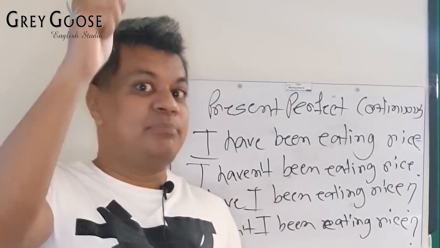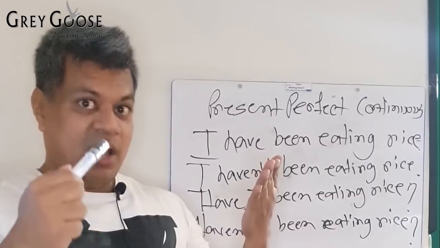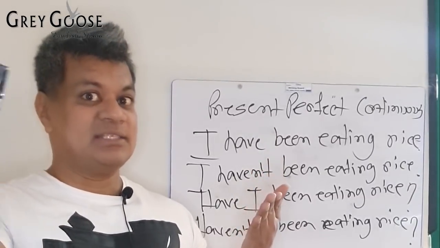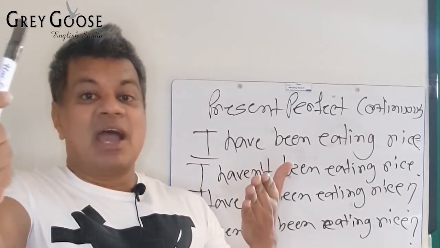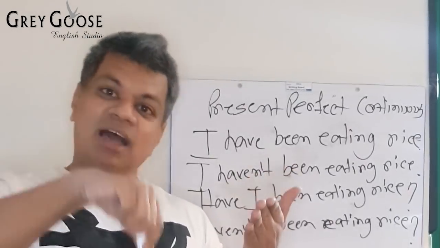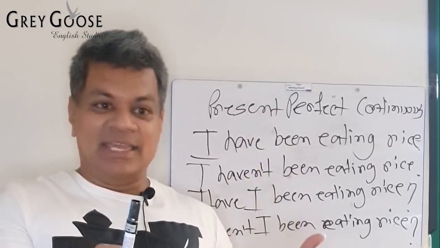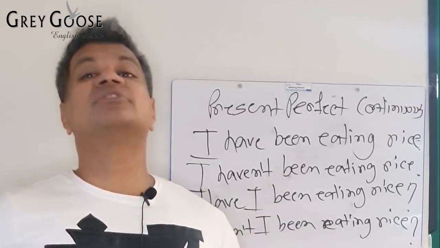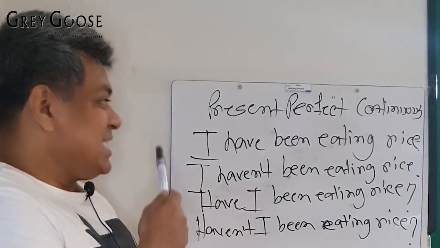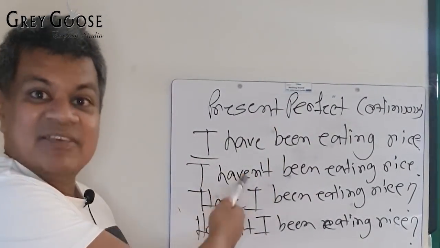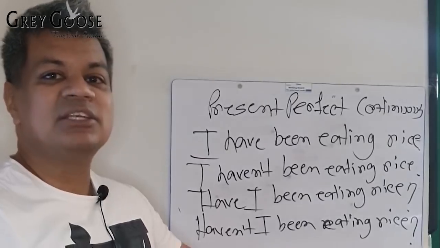You remember the first one, present indefinite. I eat rice. I don't eat rice. Do I eat rice? Don't I eat rice? And then present continuous. I am eating rice. I ain't eating rice. Am I eating rice? Ain't I eating rice? Present perfect. I have eaten rice. I haven't eaten rice. Have I eaten rice? Haven't I eaten rice? Present perfect continuous. I have been eating rice. I haven't been eating rice. Have I been eating rice? Haven't I been eating rice?